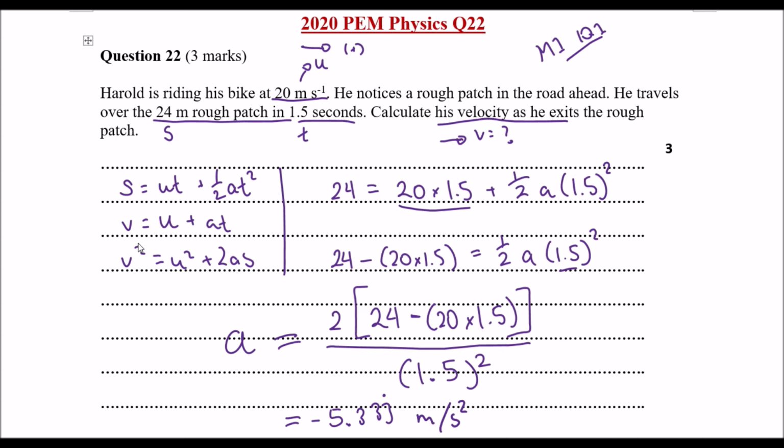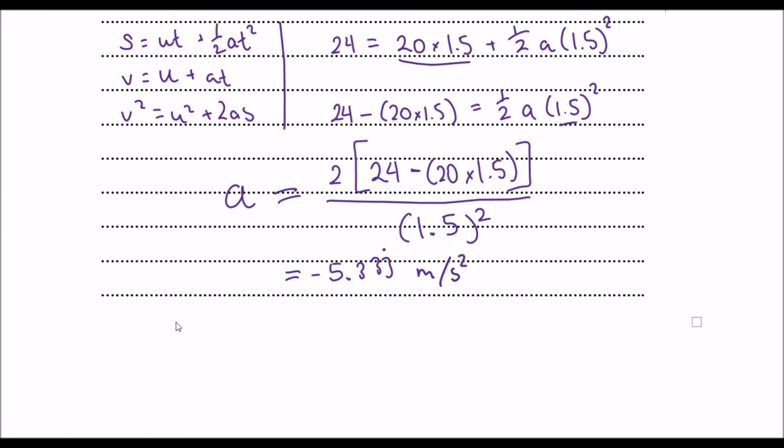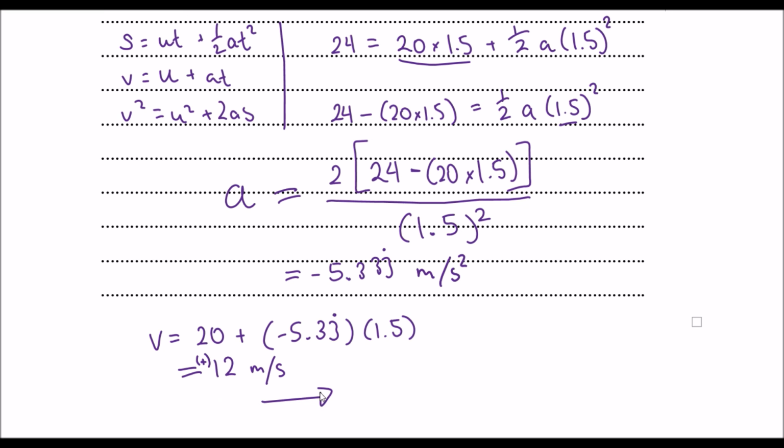Then what we want to find is the final velocity. So we're trying to find v here. So let's substitute that into our equation. v is equal to u, which is 20, plus our negative 5.33 recurring times the time 1.5 seconds. And what we'll get here is 12 meters per second, and it is the positive direction, so it's still going in this direction here.